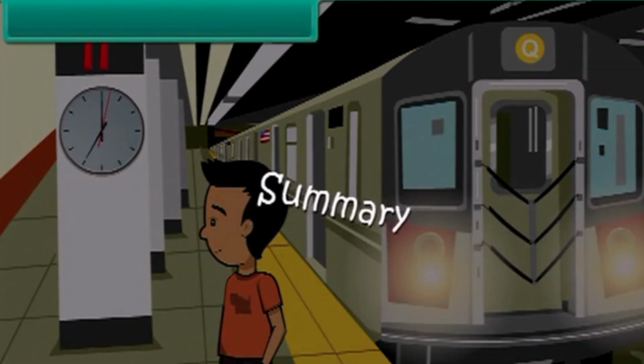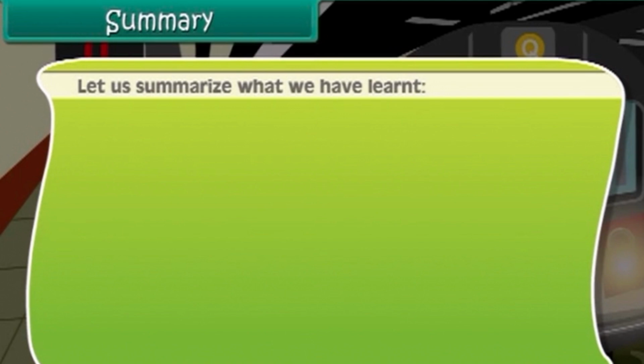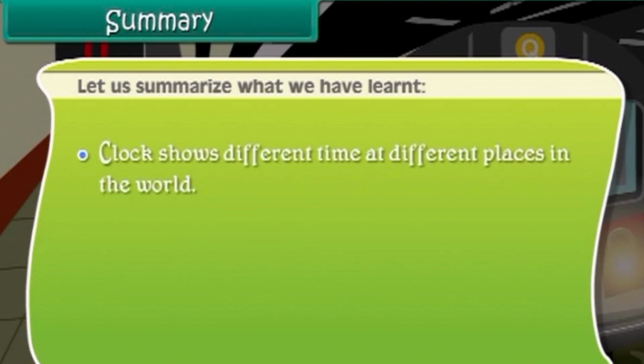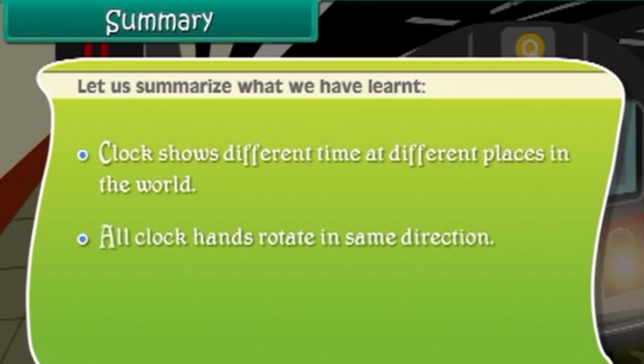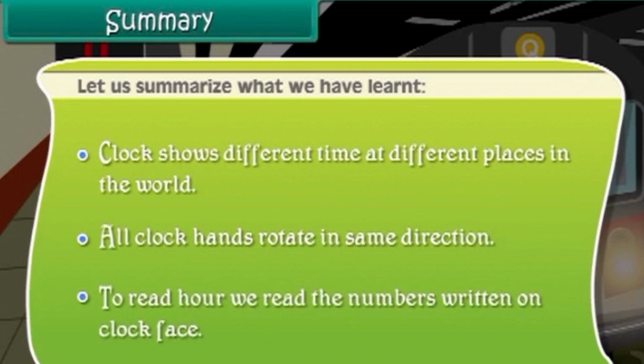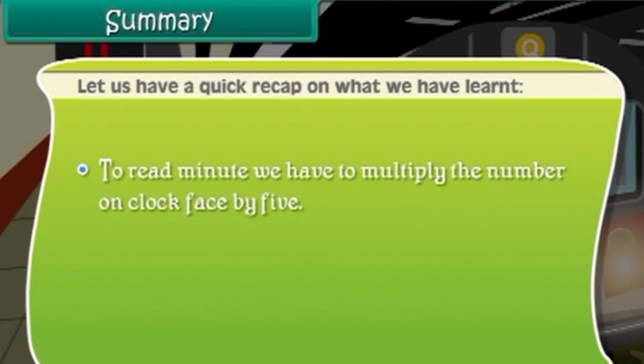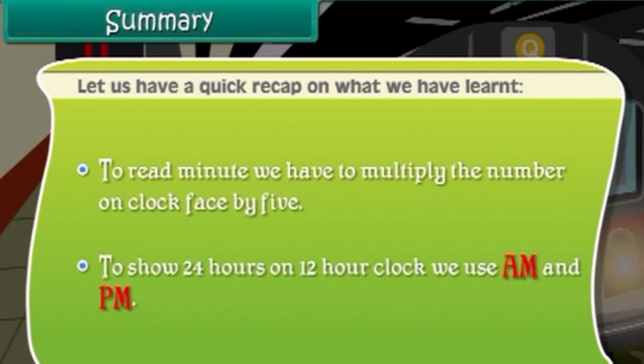Summary. Let us summarize what we have learned. Clocks show different times at different places in the world. All clock hands rotate in the same direction. To read the hour, we read the numbers written on the clock face. To read the minute, we have to multiply the number on the clock face by 5. To show 24 hours on a 12-hour clock, we use AM and PM.